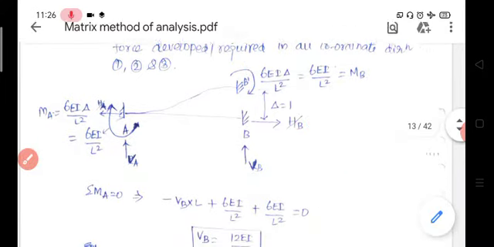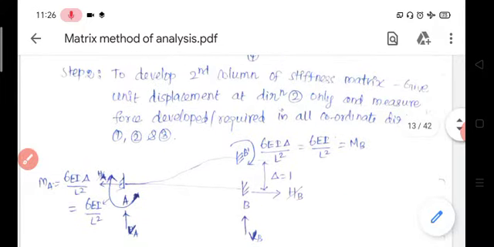Give unit displacement at coordinate 2 only, then the other two displacements, delta x and theta z, should be 0. Now measure the forces in the 3 coordinate directions. The first coordinate direction is the axial force, the second coordinate direction is the shear force in the upward direction, then the third coordinate direction is the moment in the clockwise direction at B.